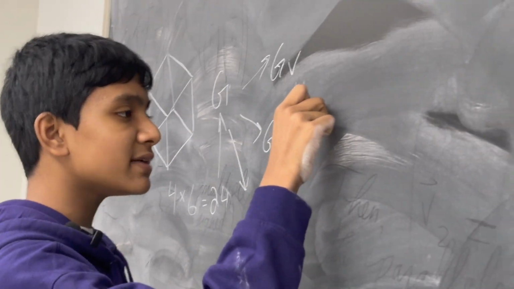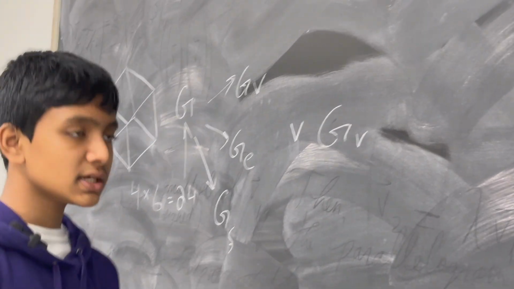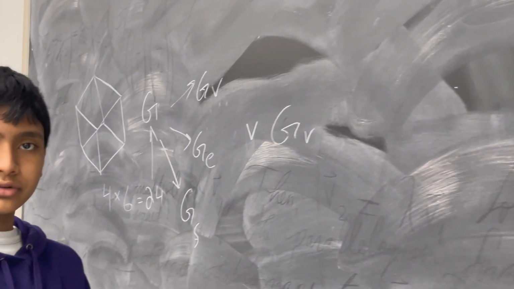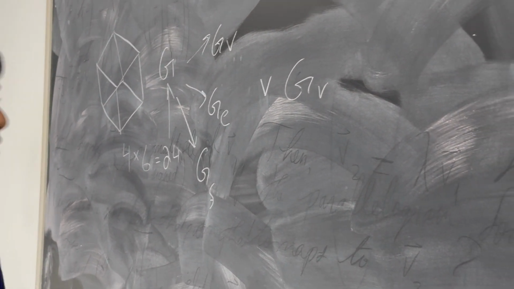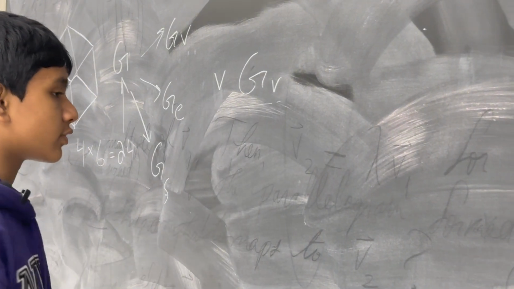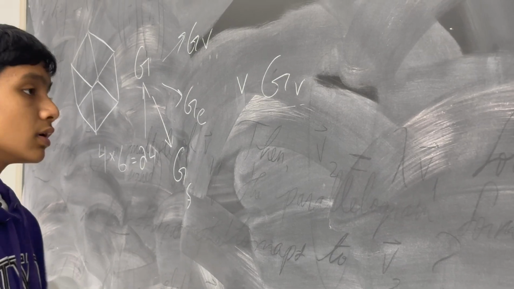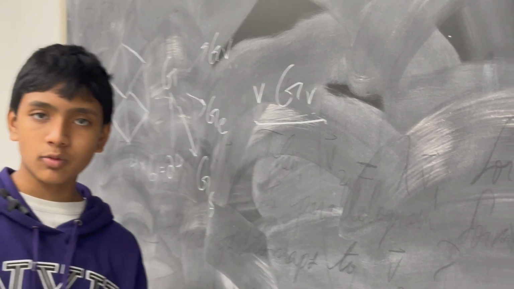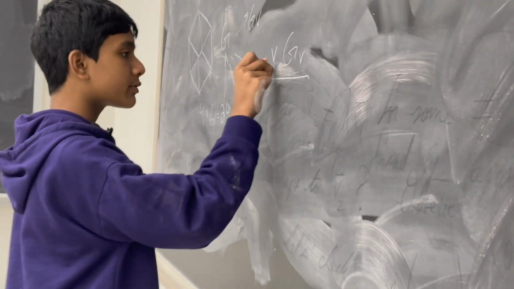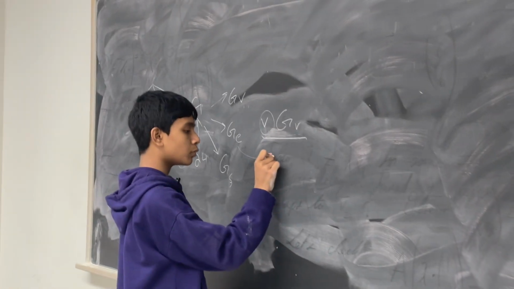And if we pick a specific vertex v, G_v will preserve that vertex. Not all the vertices, it's impossible to do that. That's only possible with the identity. It only preserves this one vertex right over here. So G_e does the exact same, preserves one edge e.